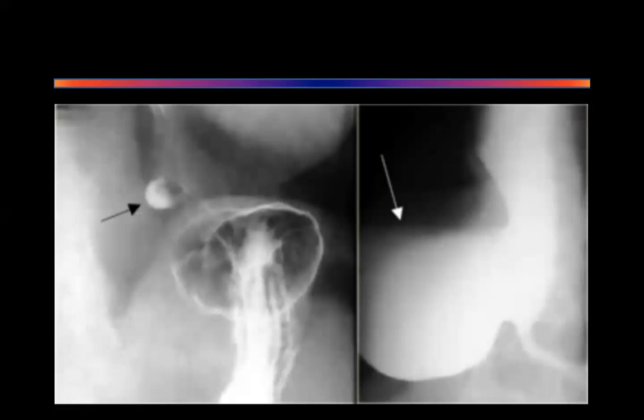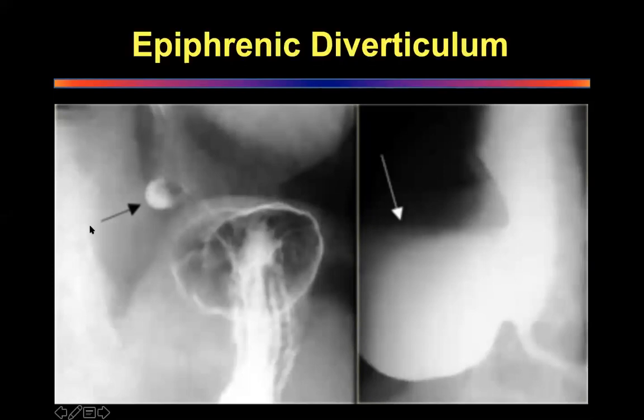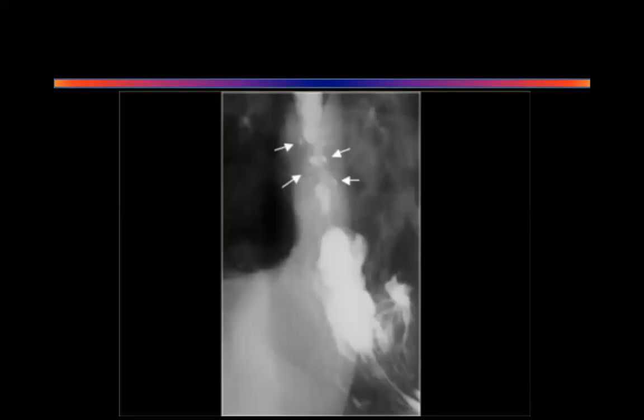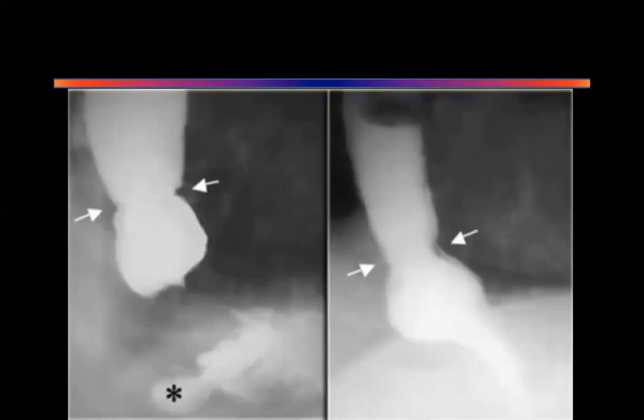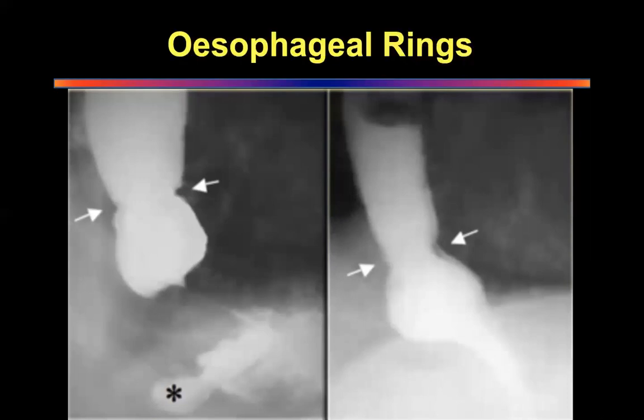Okay. What is this? This is the diaphragm. It's very close to the diaphragm. It's an epiphrenic diverticulum. Epiphrenic. Forget this. What is this? Again, not fair for you. This is not fair. It's intramural. Forget that one, okay? That's not for you guys. What is this? Sir, Schatzki's ring. Well done. Okay. Esophageal ring.